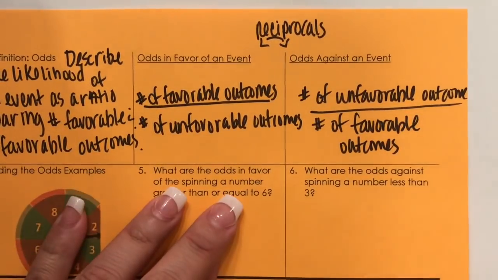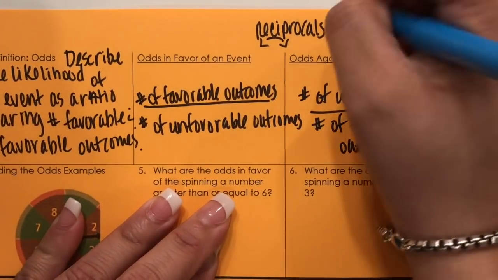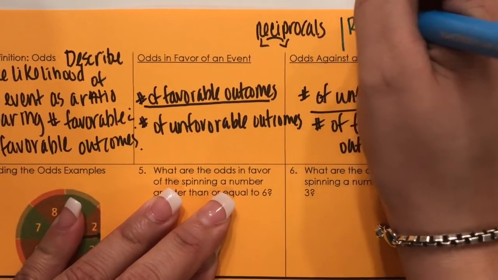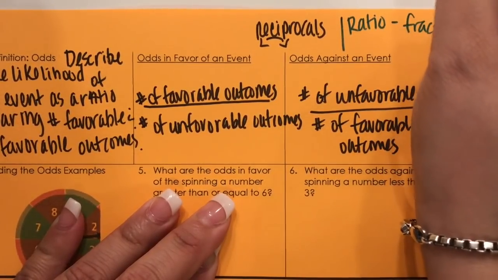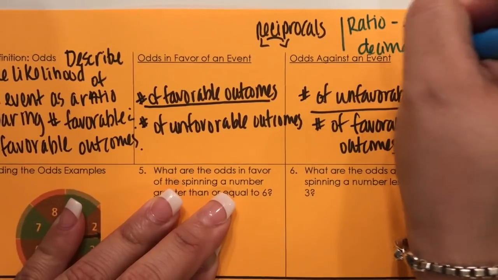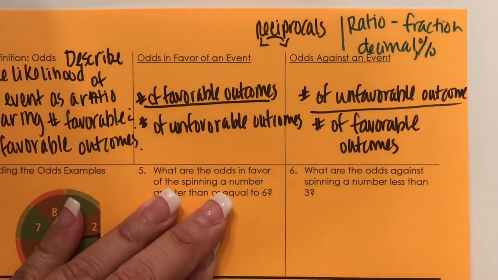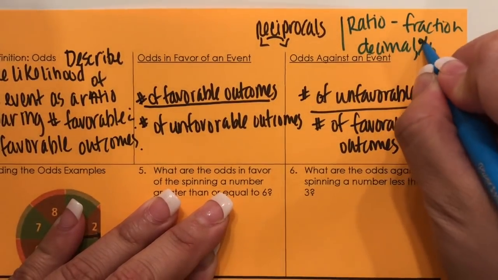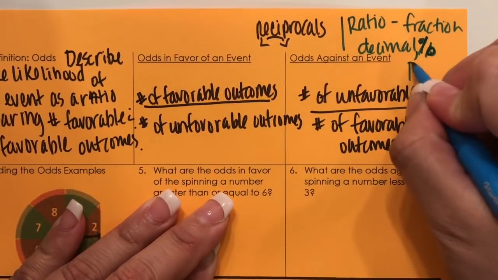And one more thing, see if we can do a different color. You should also know that a ratio is a fraction, decimal, or percent. Okay, so I don't know if you can see that. It's a percent.